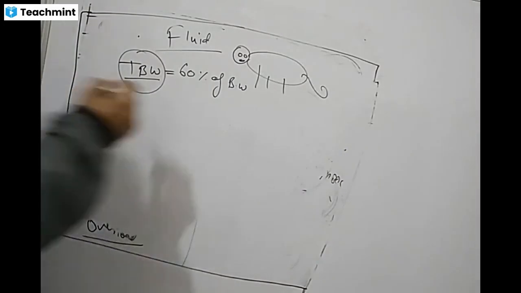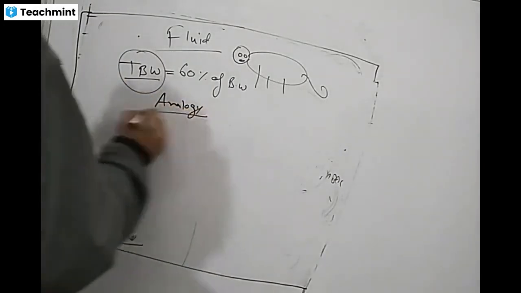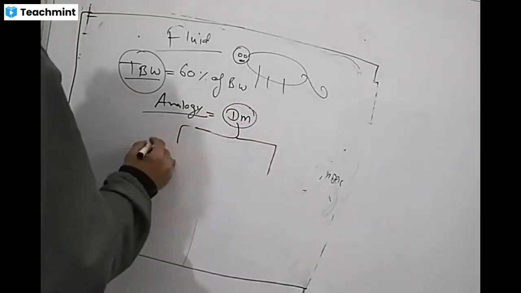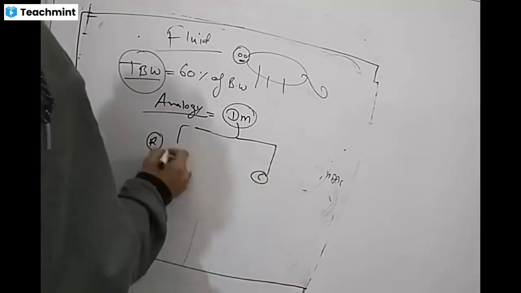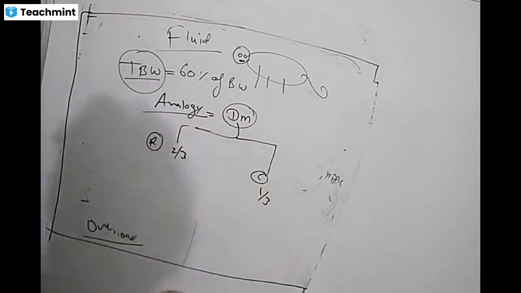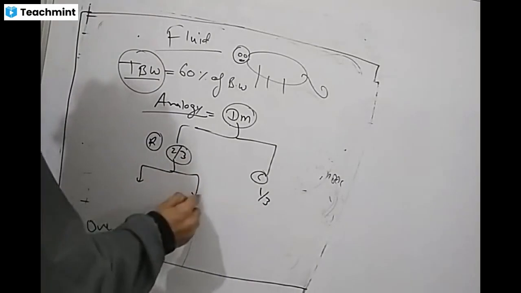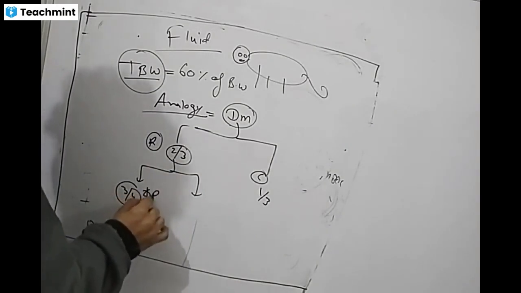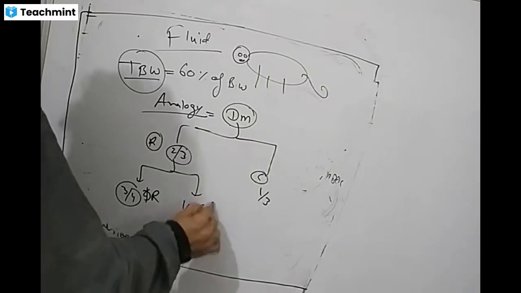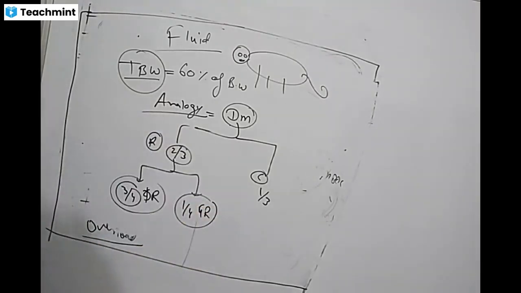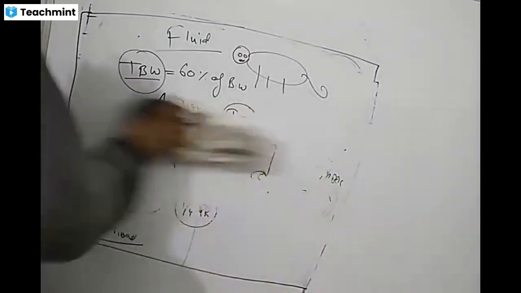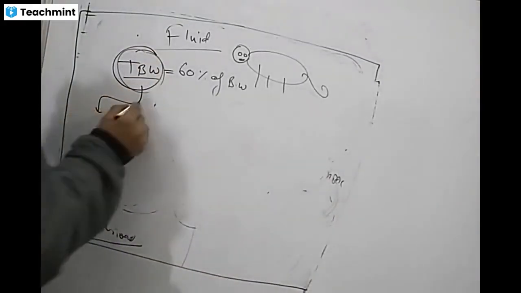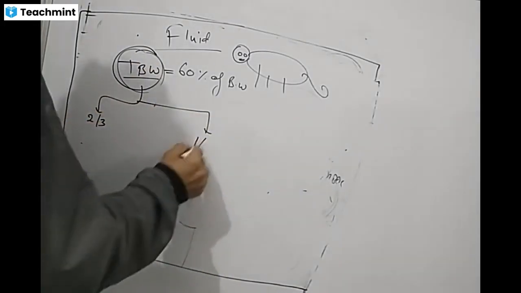In the module, I have also given an analogy with animal nutrition, where dry matter is divided into roughages and concentrate. Roughages are 2/3 and concentrate is 1/3. And roughages are dry and green roughages, 3/4 dry roughages and 1/4 green roughages. This is how we divide dry matter in animal nutrition. Similarly, in fluid therapy, total body water is divided into 2/3 and 1/3.